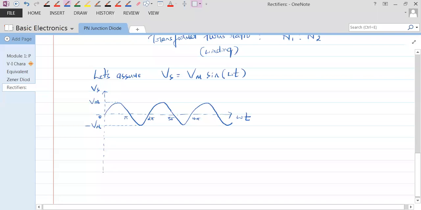Let's just take this down and let's write VL. Fine. Now, this is omega t only. Okay. Now see, over this duration, do we have the positive cycle of Vs or negative cycle of Vs from 0 to pi? From 0 to pi, do we have positive cycle or negative cycle? We have positive cycle, isn't it?